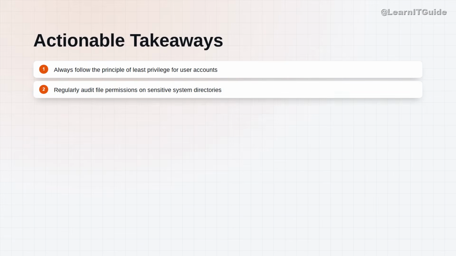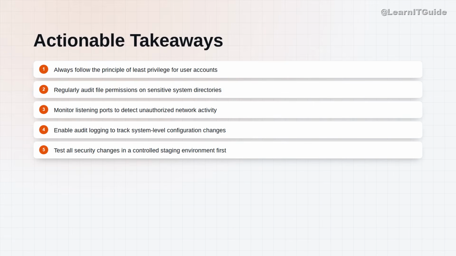Always follow the principle of least privilege for user accounts. Regularly audit file permissions on sensitive system directories. Monitor listening ports to detect unauthorized network activity. Enable audit logging to track system-level configuration changes. Finally, test all security changes in a controlled staging environment first. You now know how to secure your Linux foundation.